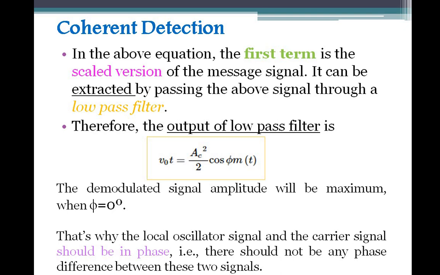Why are we saying this demodulated wave? Cos pi, cos 0 is equal to 1. M1 means your m of t. So only m of t, Ac square by 2 into m of t, means it is very similar to that of your message signal. So that's the reason we are saying the demodulated signal amplitude will be maximum when the phi value is equal to 0.